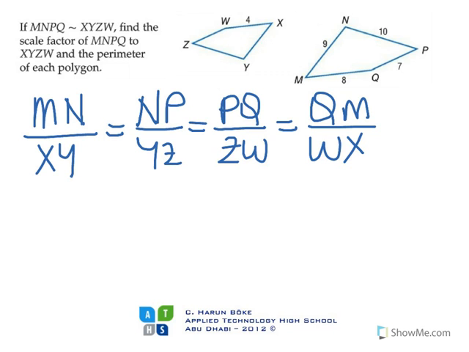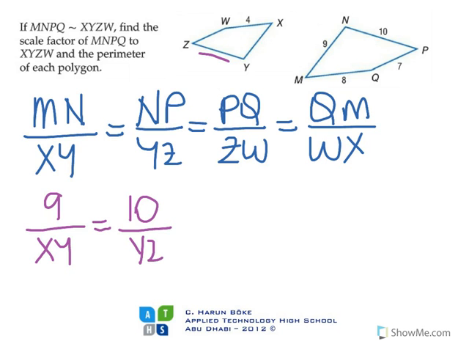Now let's write the values that we know. MN is 9, XY we don't know. NP is 10, YZ, here we don't know. PQ is 7, ZW we don't know, equals QM is 8, WX that we know is 4.